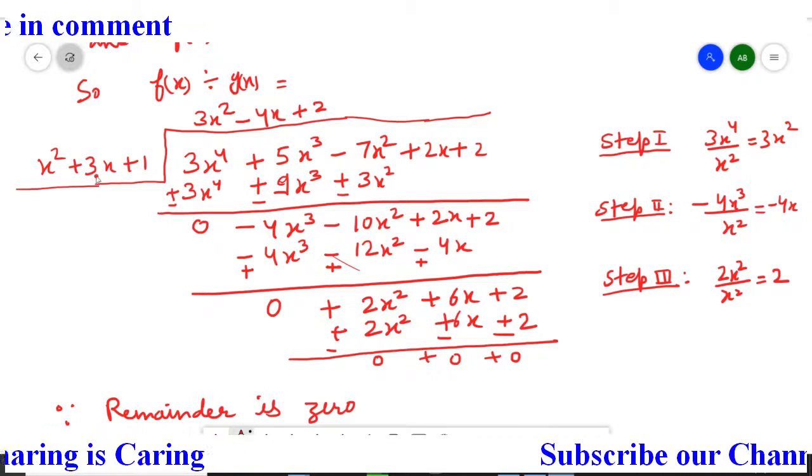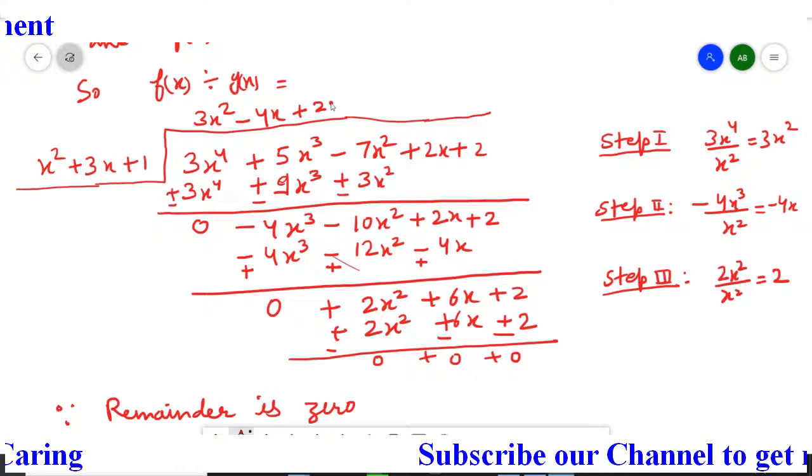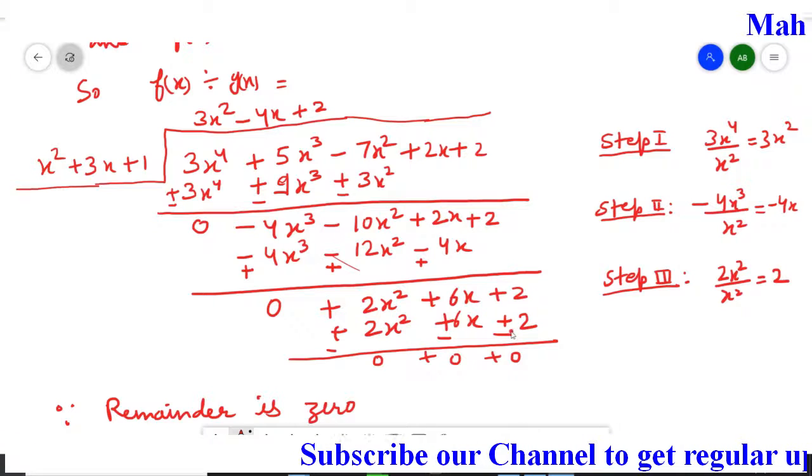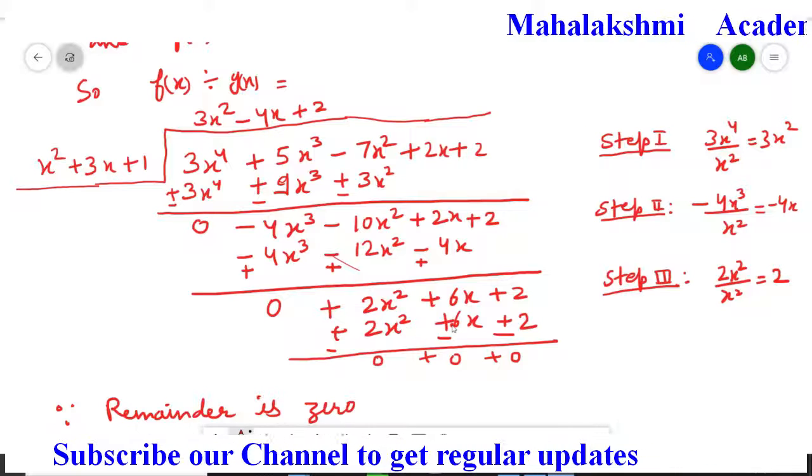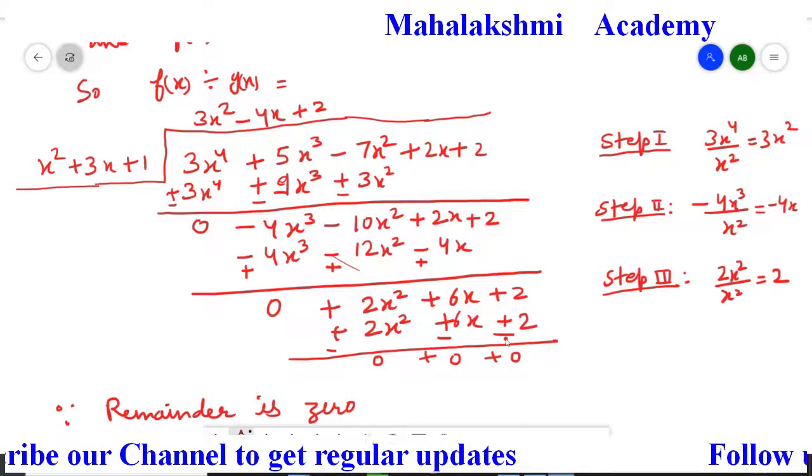2 multiplied by 3x is 6x and 2 multiplied by 1 is 2. Now do the sign change. So plus will change to minus, and this plus will also change to minus, and plus will change to minus.